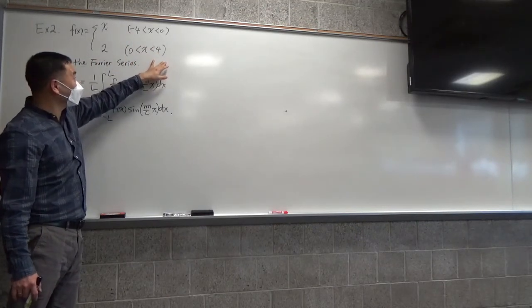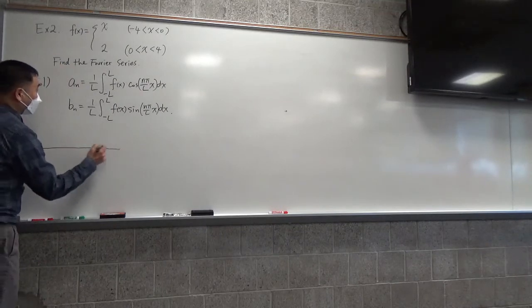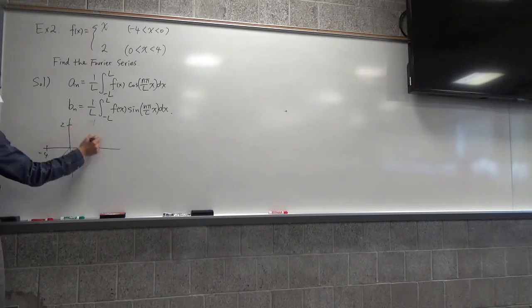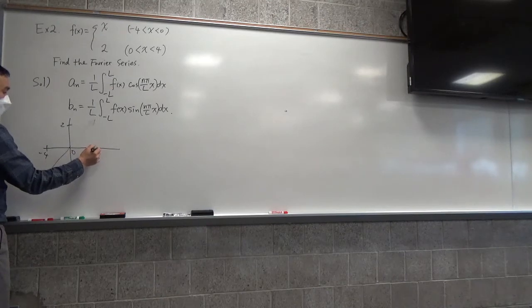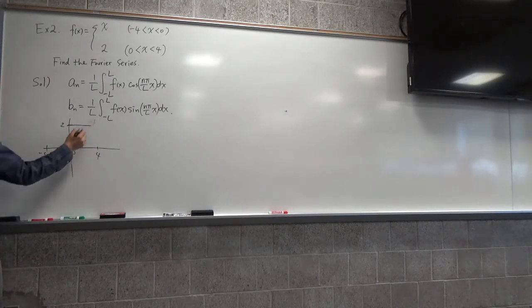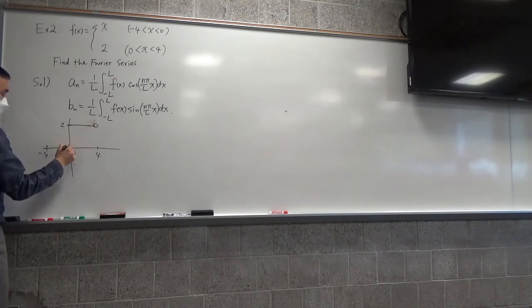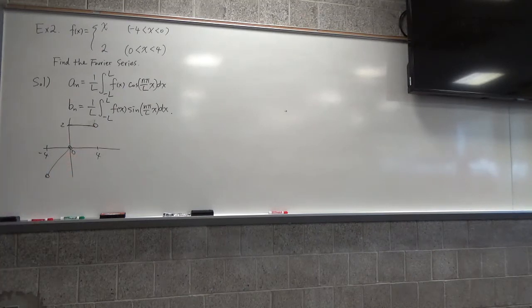Right? Now, if you want to know what the shape is, it's like y equals x, but the right side is not valid. It's only valid for negative 4 to 0. And then 0 to 4 is 2. So something like this. Okay? It's actually missing the value at 0. It doesn't have a value. Also, it doesn't have a value at the endpoints.